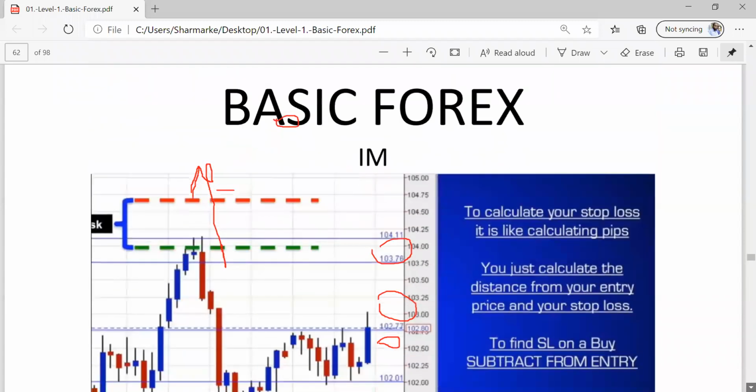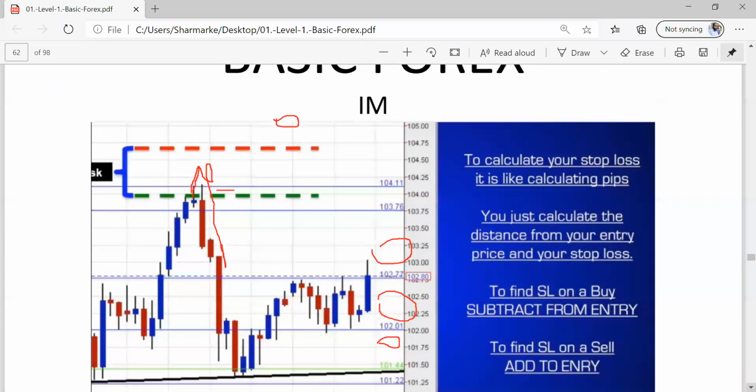This is another way to calculate your stop loss. It's like calculating pips, because it's the number of pips. How many pips are you expecting to lose? You just calculate the distance between your entry price and your stop loss. To find the SL on a buy, subtract from entry. To find the SL on a sell, add to entry. I think you get what I mean. If you want to place a stop loss in a buy position, always subtract from the entry, and then you will get how many pips are in between. If you are selling, you have to add your stop loss to the entry, and then you will get how many pips that will be. So it's vice versa. It's very easy to calculate. Let me continue down.